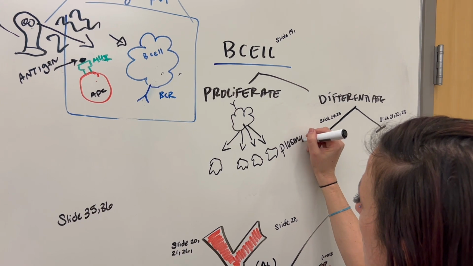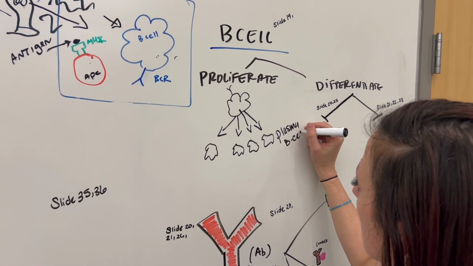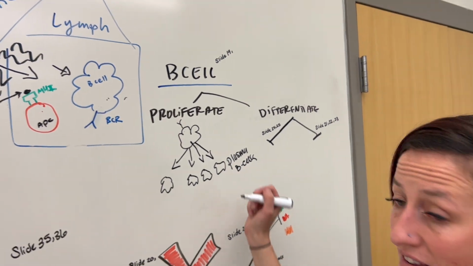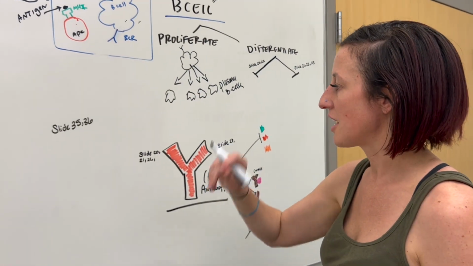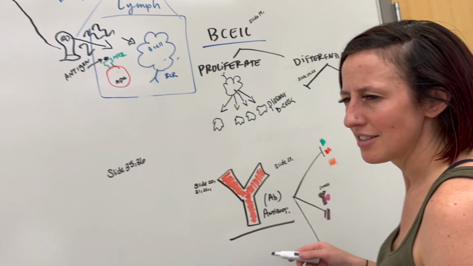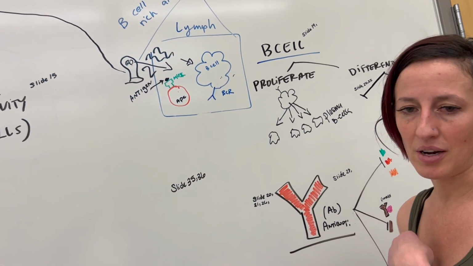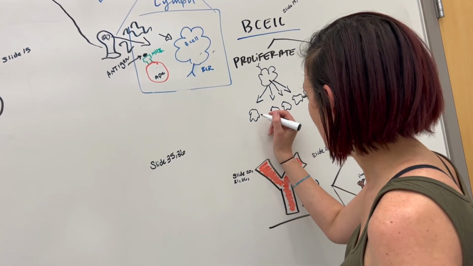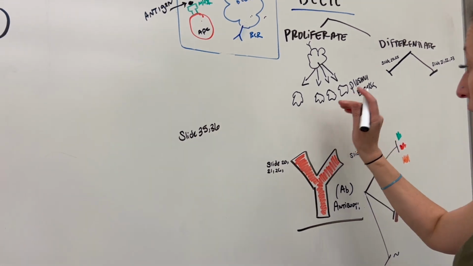And what do plasma B cells do? Antibody machine. Yeah, they are like antibody factories. Literally, one plasma B cell can make, I think, thousands of antibodies per second. So it's a lot. They're actually pretty impressive. So these are going to be our plasma B cells.